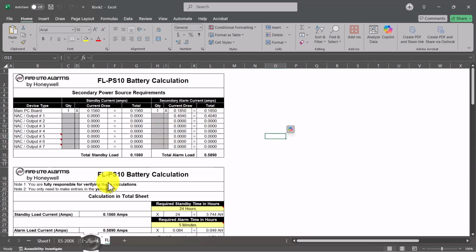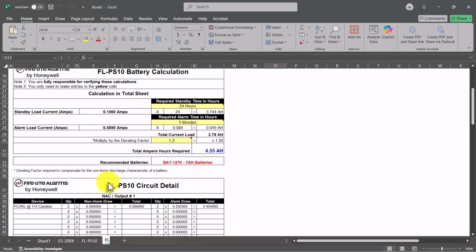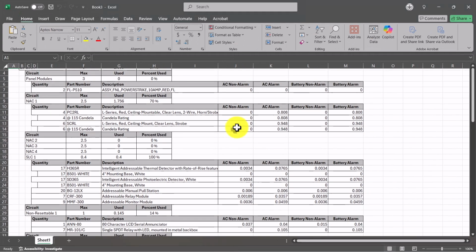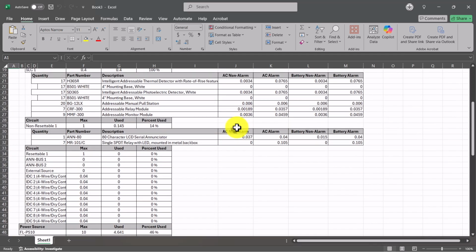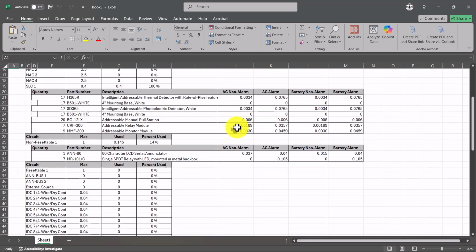And if you're using a booster panel, it's going to have that information there, and it's going to give you the size batteries that you need. And lastly, it's going to give you the panel information, all the devices that are connected to the panel, what the current draw is, what devices are drawing the most current.